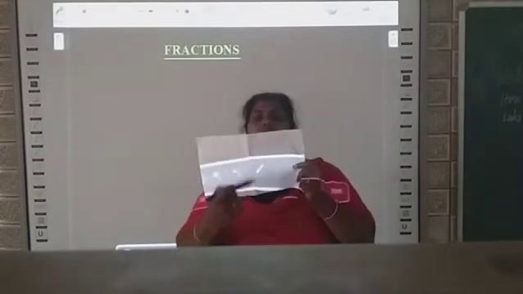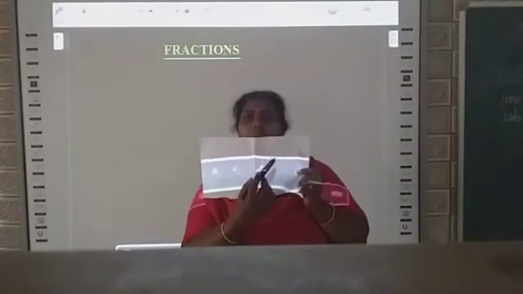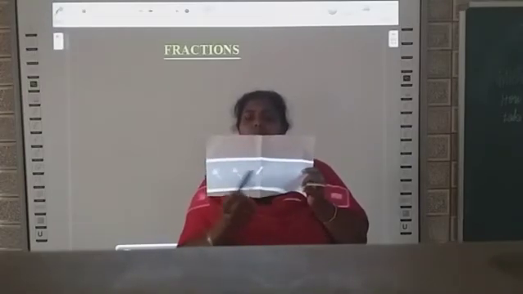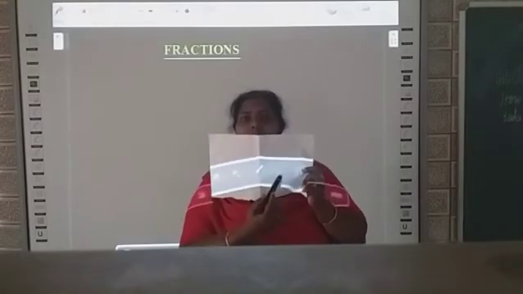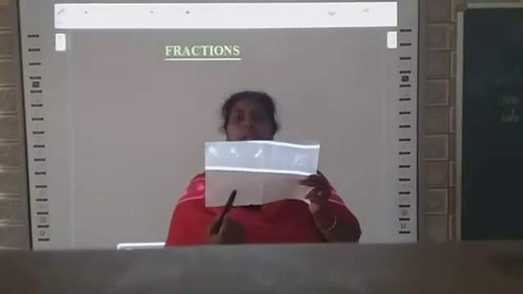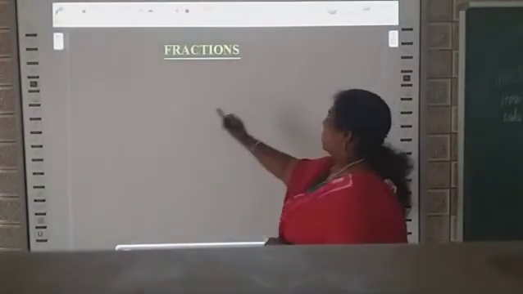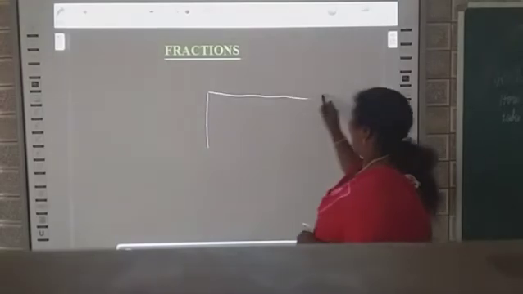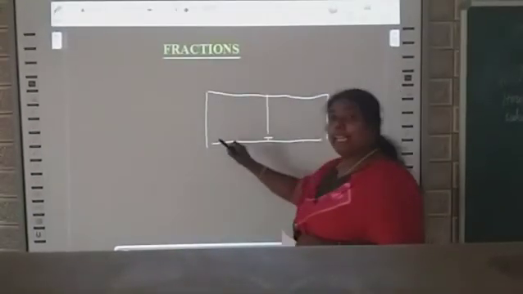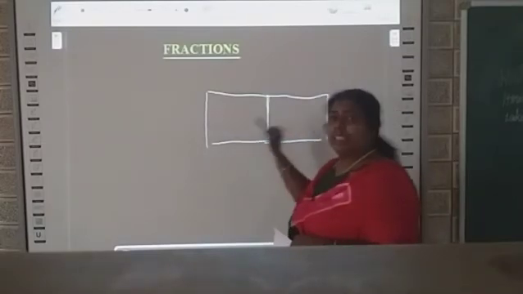Now if I am shading this side, how many parts are shaded? Only one part, right? Actually, how many parts here? 2 parts. This is one part. This is another part. Isn't it? So the total number of parts is 2. Here I am going to shade only one part. See here the example. This is the rectangle shape. Here I am making 2 equal parts. These 2 parts are equal.